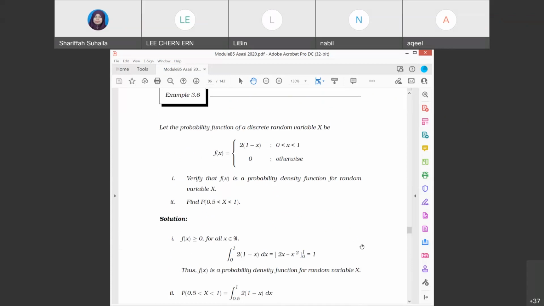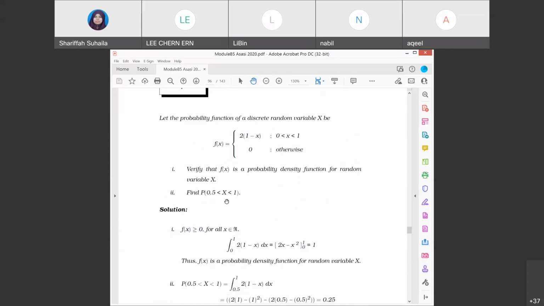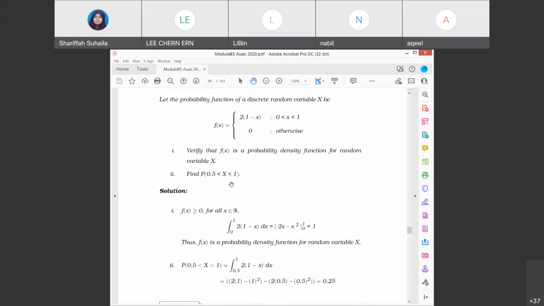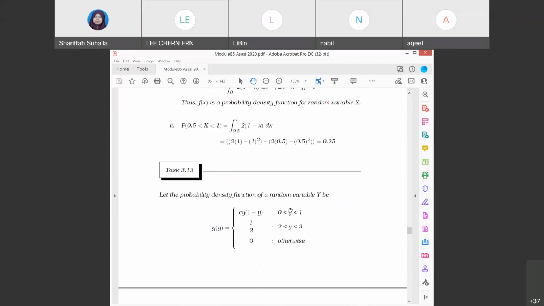Okay, next, you want to find the probability. Okay, so probability between 0.5 up to 1. So we just integrate from 0.5 up to 1. What is your density function? Okay, so that one. So ini pun sama lah ya, task 3.13. Okay, tapi kita, okay. So the same thing here, maybe you can try on your own this one.